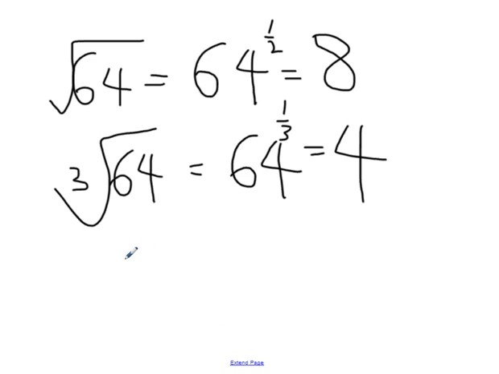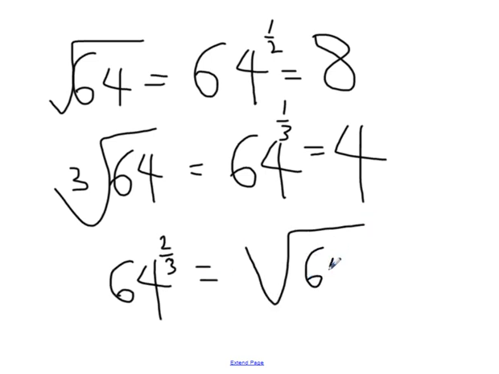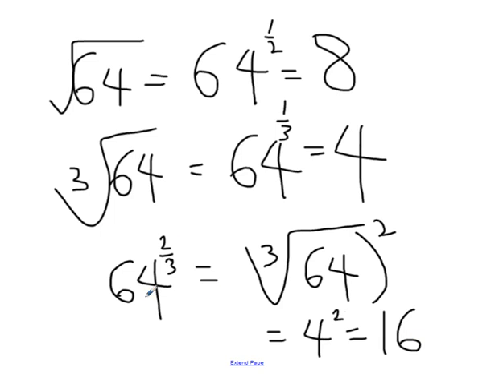If I had something like this, 64, and I write 2 thirds, this is the same thing as finding the cube root of 64, but when you find your answer, you square it. So if we know that the cube root of 64 is 4, 4 squared will be 4 times 4, which is 16. So this question here, the answer is 16. Now we can move on to another one.